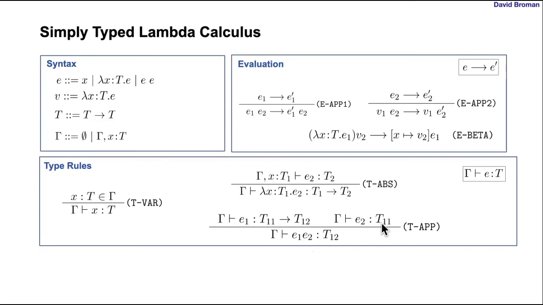You can see that T11 exists both here and there. So it means that the type of the argument must be the same as the parameter's type, which makes sense as well, right? If you apply something to a function, the type of the argument needs to be the same as the type of the parameter. So this is basically what this TApp rule says. All right, so this is the whole simply typed lambda calculus.